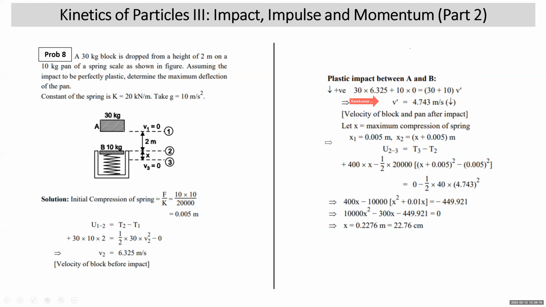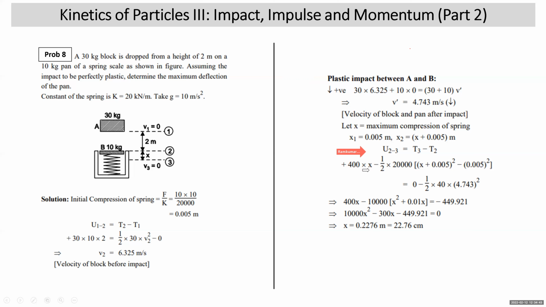Now X1 is already known to you when the block is in position 2. The deformation of the spring was already there, 0.005 meter. When the block further compresses the spring by X, the deformation of the spring will be X plus 0.005 meter. So you apply the work energy principle from 2 to 3. This is the weight of the block and the pen, 40 kg into 10, 400 into X.